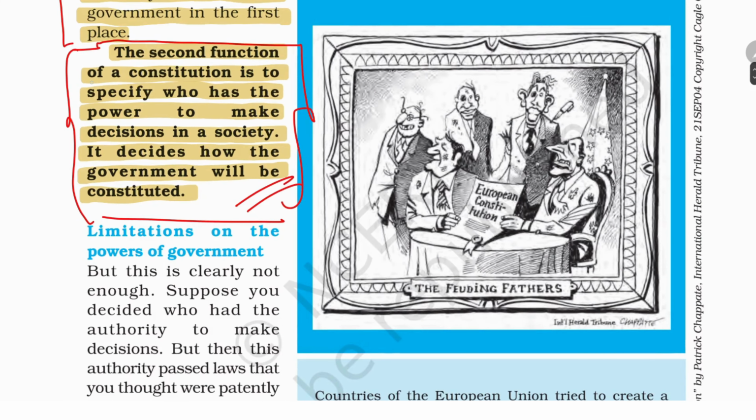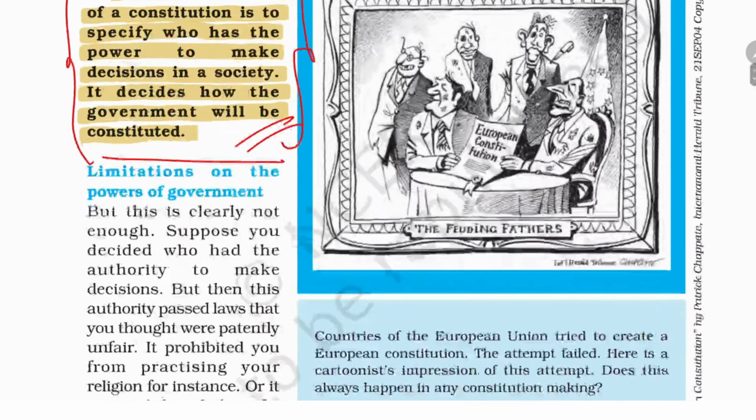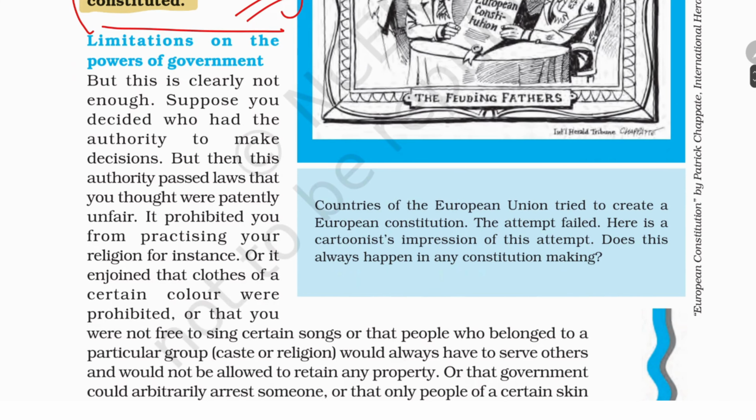The second function of the constitution is to specify who has the power to make decisions in a society. It decides how the government will be constituted. Limitation on the powers of government. But this is clearly not enough.